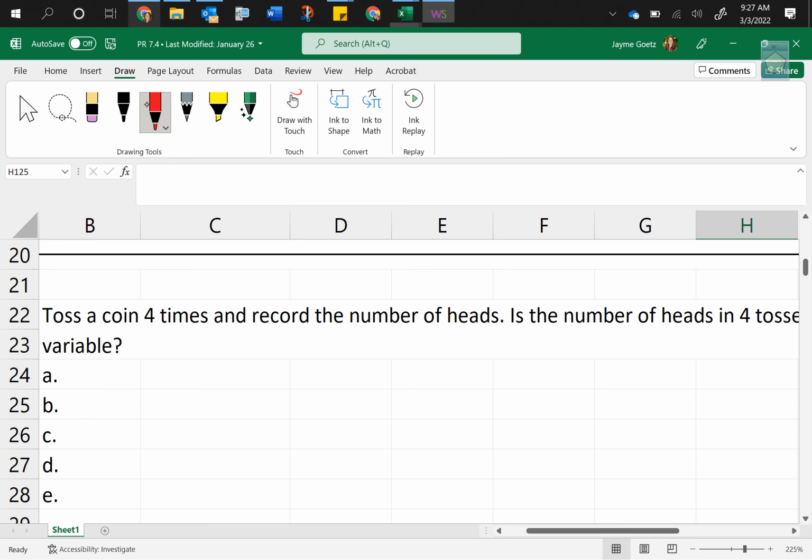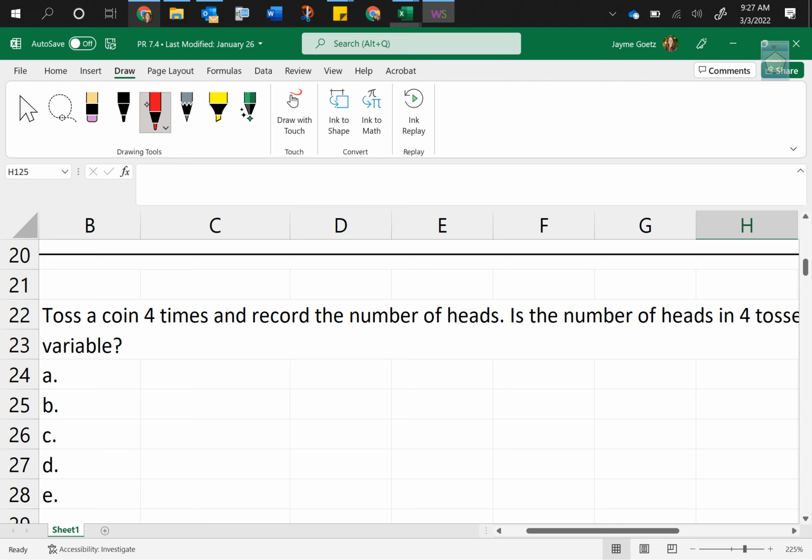And then the 5th rule, the binomial random variable is the count of the number of successes in trials. So this said, toss a coin 4 times and record the number of heads. Is the number of heads in 4 tosses a binomial random variable? So the binomial random variable is the count of the number of successes.